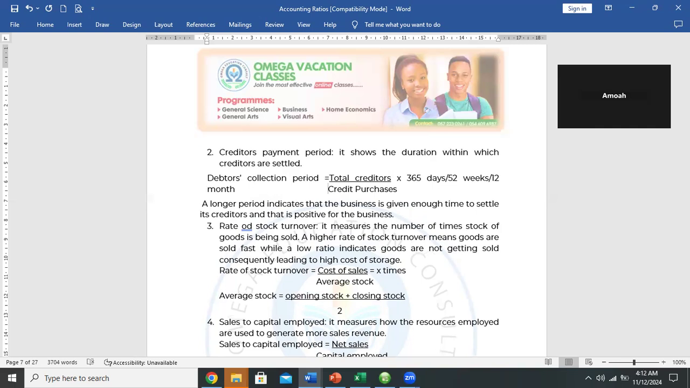So it's your total creditors divided by your credit purchases. Why? Because your creditors result from credit purchases, right? So the formulas are easy to remember. Just draw the link between the elements and you get it.